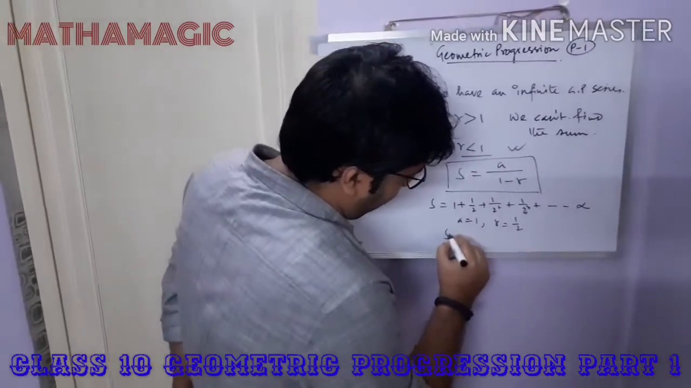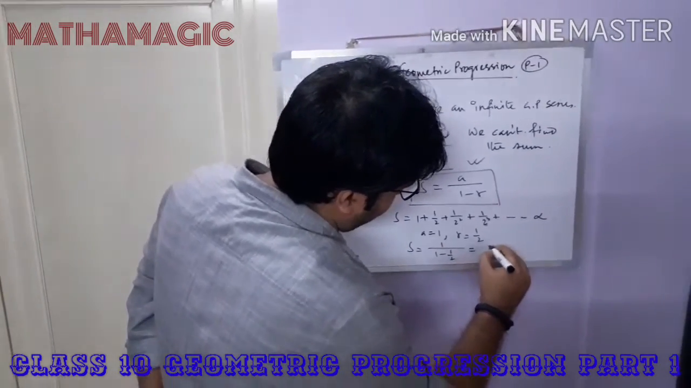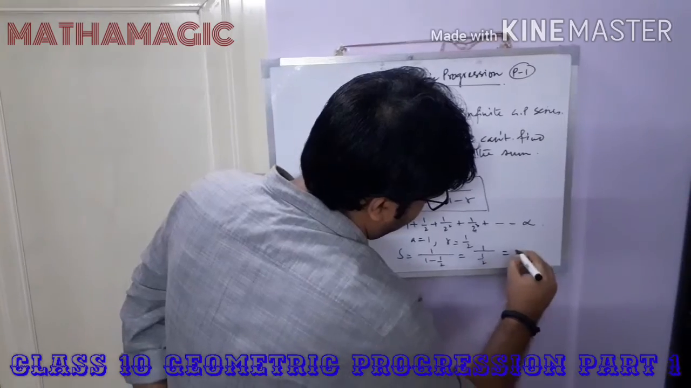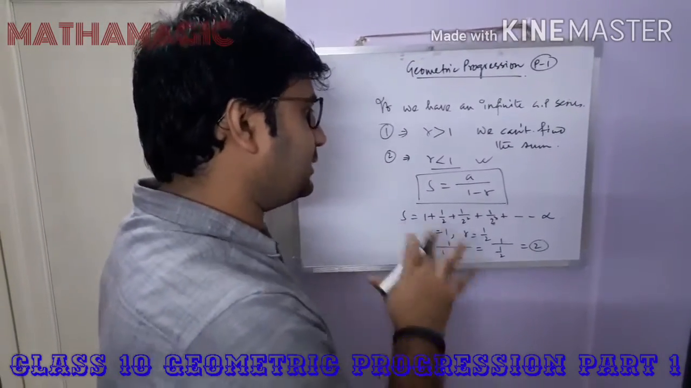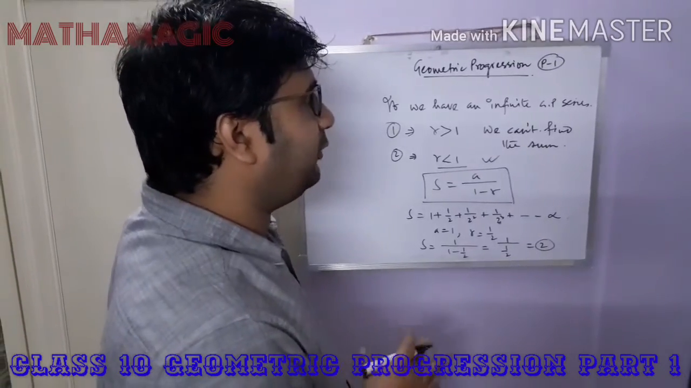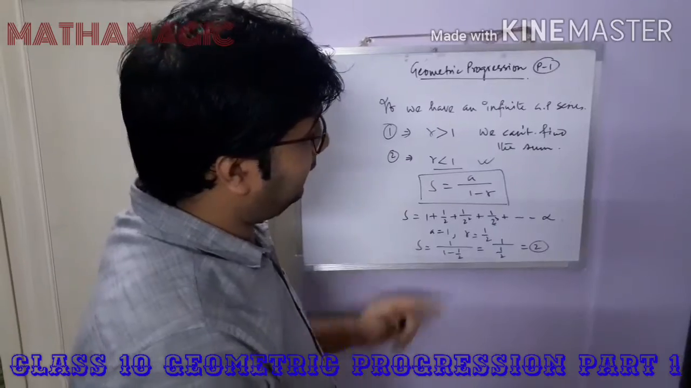So the sum of this series will be 1 by 1 minus half. So it will be 1 by half, that is 2. This is the sum of this particular infinite GP series. This is how we can find the sum of any infinite GP series when the value of r is lesser than 1.